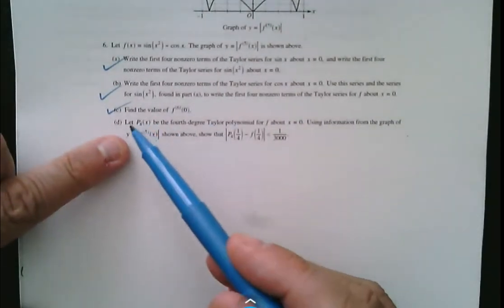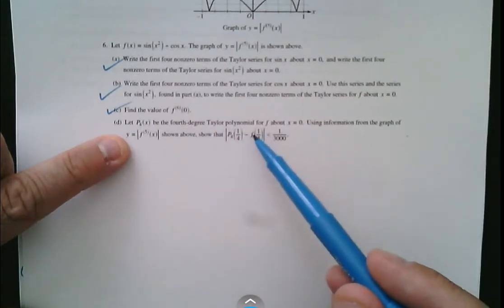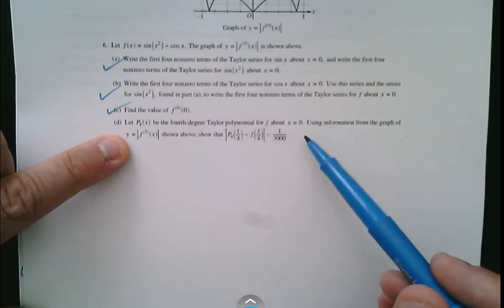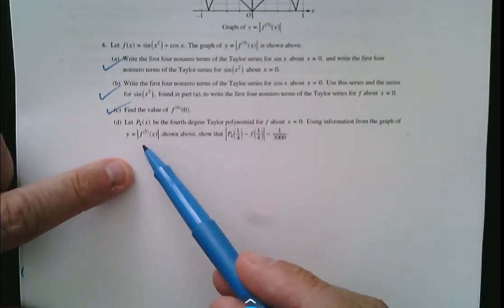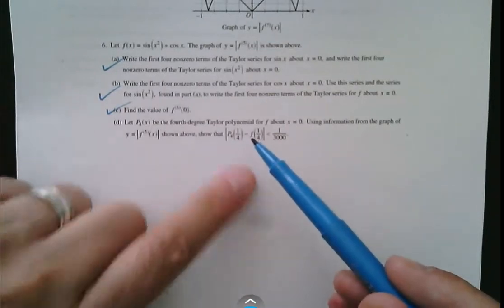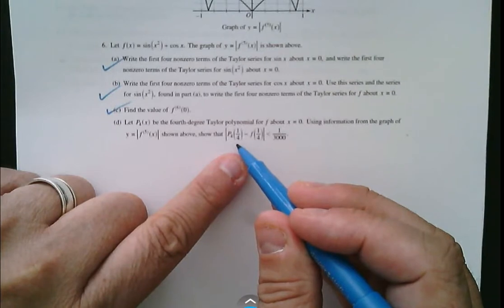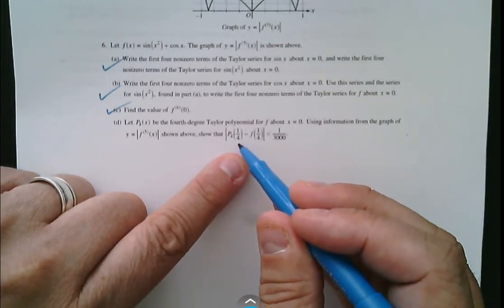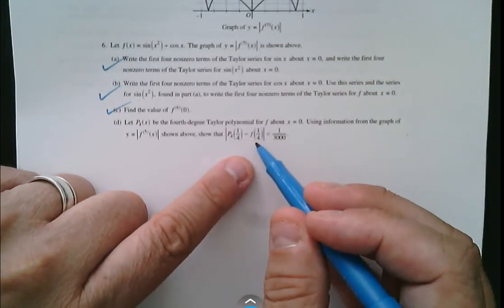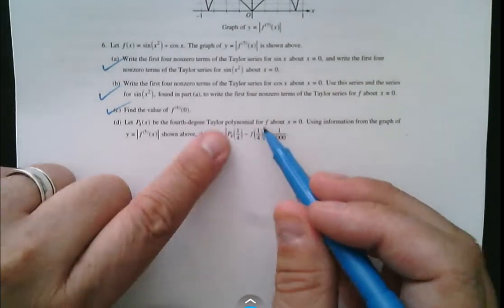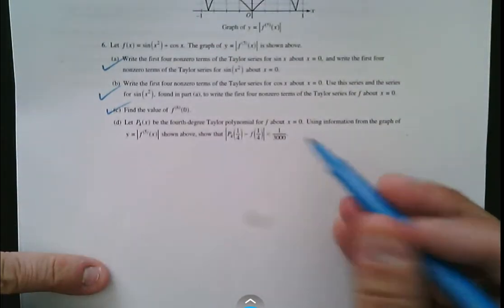Here it comes. Let P4 of x be the fourth degree Taylor polynomial for f about x equals 0. Using information from the graph of y equals the absolute value of the fifth derivative shown above, show that P4 of 1/4, the approximation I get using the degree 4 Taylor polynomial, minus the true value of f at 1/4, in absolute value, is less than 1 over 3,000.